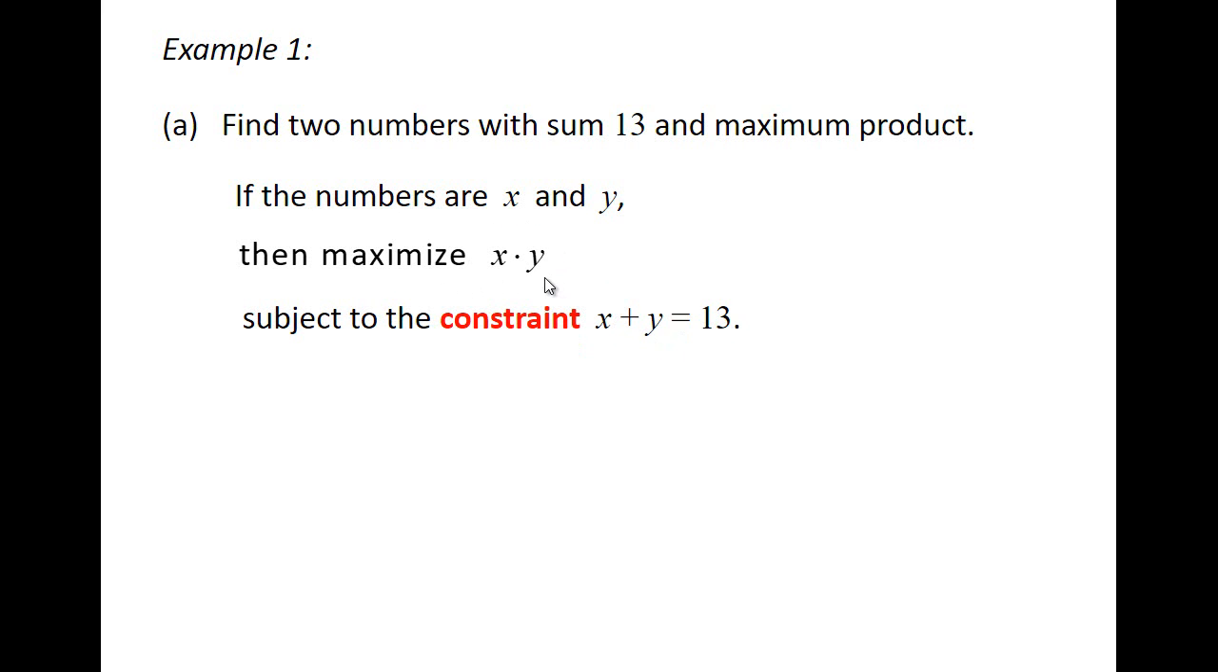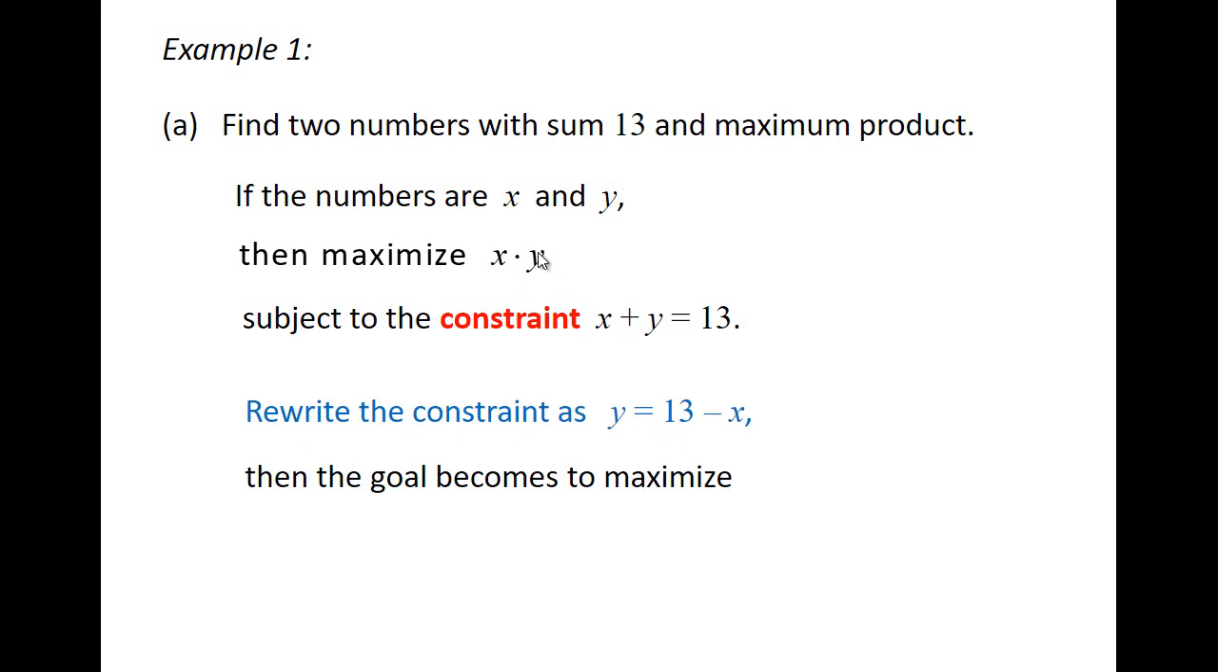Well, the function that we want to maximize here is this product, but we want to be able to express this as a function of one variable only. So we can use the constraint to do that. Rewrite the constraint as y equal to 13 minus x, and then we can plug that into the function that we are trying to optimize. So the goal becomes to maximize x times y, which is equal to x times (13 minus x), which is equal to 13x minus x squared.